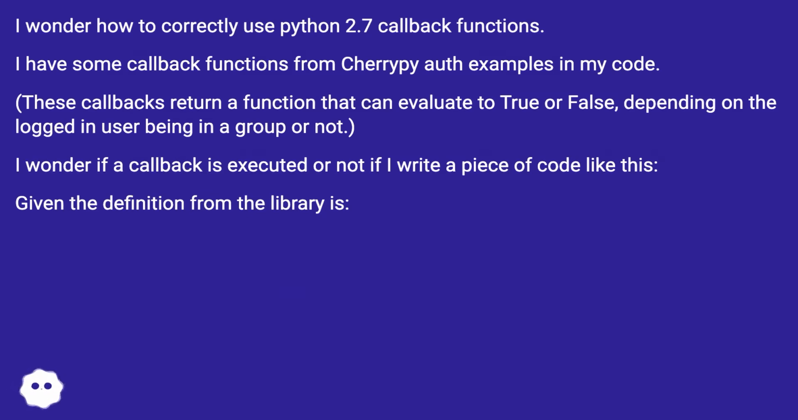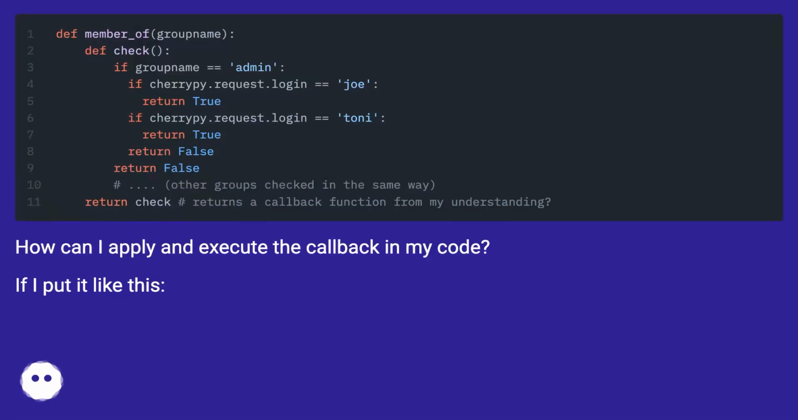These callbacks return a function that can evaluate to true or false, depending on the logged-in user being in a group or not. I wonder if a callback is executed or not if I write a piece of code like this. Given the definition from the library is, how can I apply and execute the callback in my code?